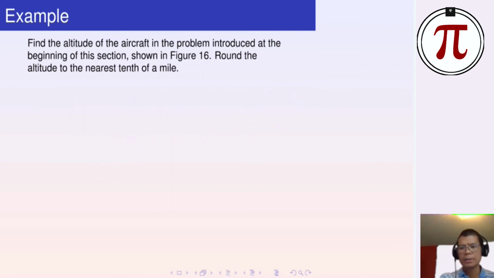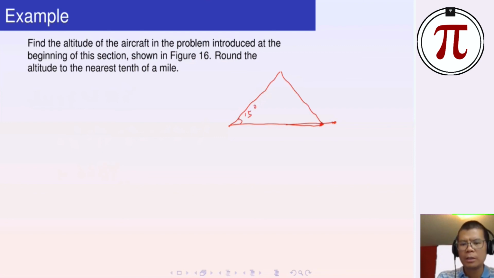Nick, yes. Find the altitude of the aircraft in the problem introduced at the beginning of this section, shown in figure 16. Round the altitude to the nearest tenth of a mile. Okay, sorry, it should be something like this. All right, let me just show you. Let me just draw this thing. All right, here it is. I believe this is 15 degrees, and this is 35 degrees, and this length is 20 miles.